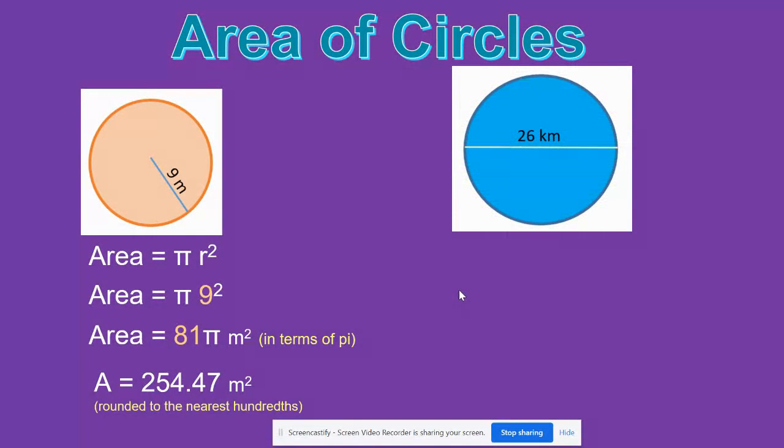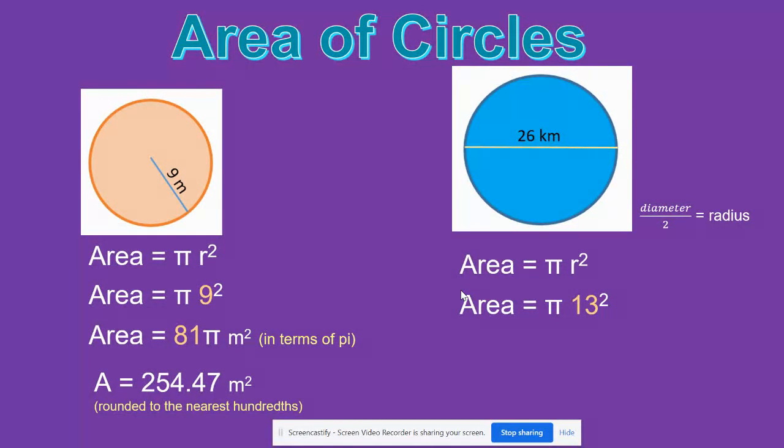When we're given a circle with the diameter given, once again, we start with our formula. The formula calls for radius, so we have an extra step that we have to take into consideration. We need to find the radius by taking the diameter and dividing by 2. Once we have calculated our radius, we're able to substitute it into our formula in place of the r.